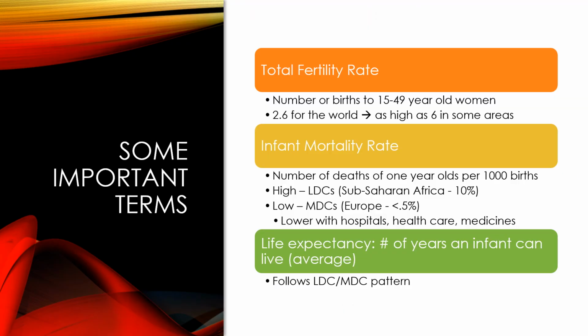So some other important terms that we'll use in our discussion: total fertility rate. This is a number of births. This is not you're adding or subtracting. It's the average rate of births to women 15 to 49 years old. For the world, women on average have 2.6 children. It's as high as 6 in some areas.